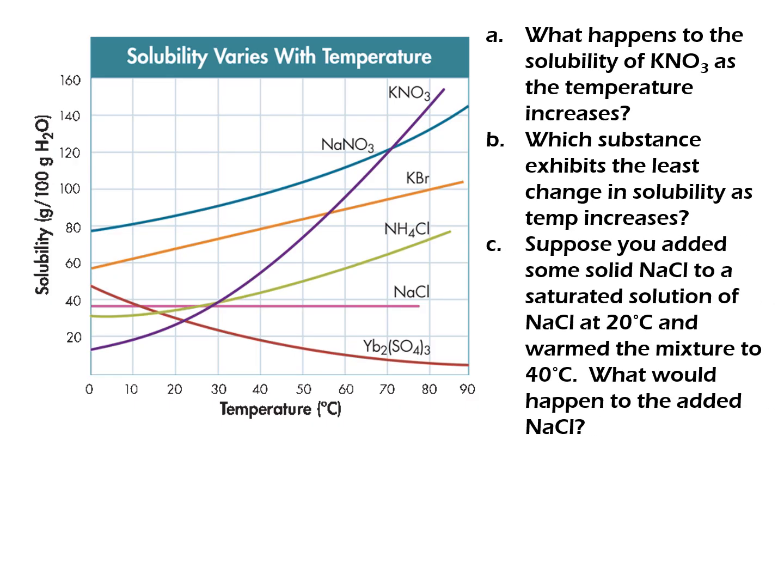Suppose you added some solid NaCl to a saturated solution of NaCl at 20 degrees Celsius, and then you warmed the mixture to 40 degrees Celsius. What would happen to the added NaCl? Well, that's a lot to break down here, so let's take it word by word.